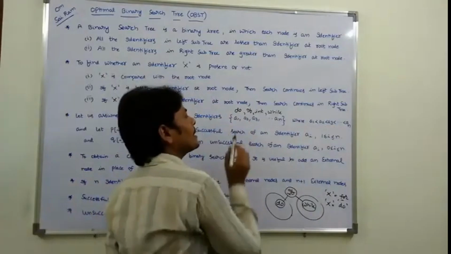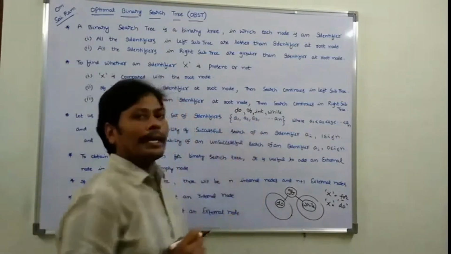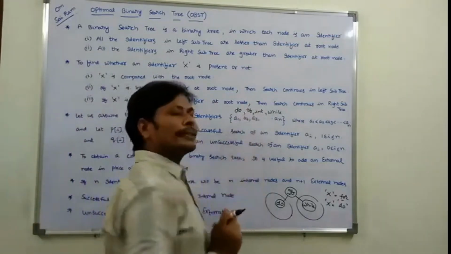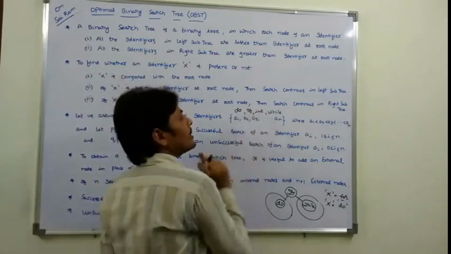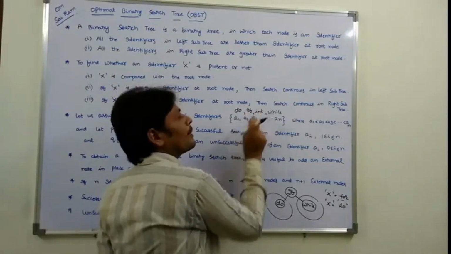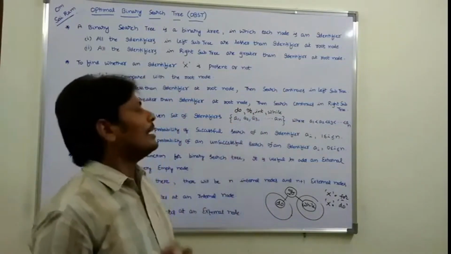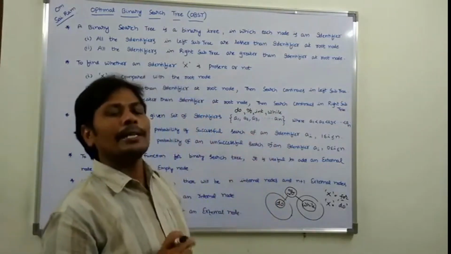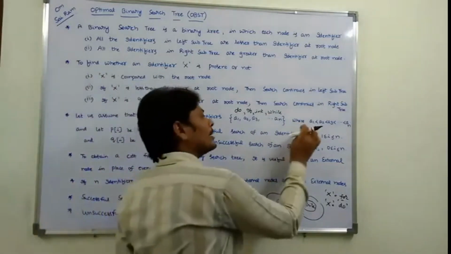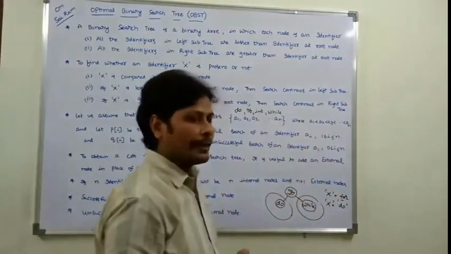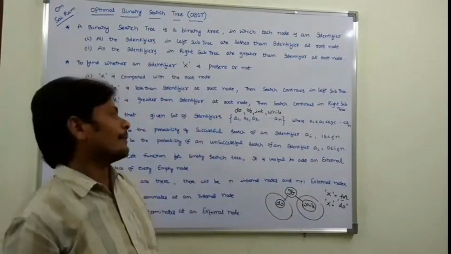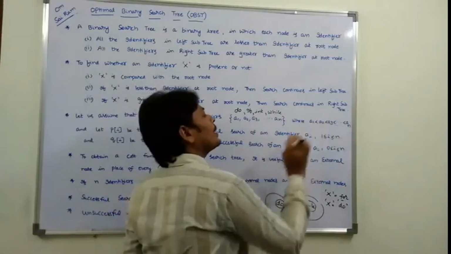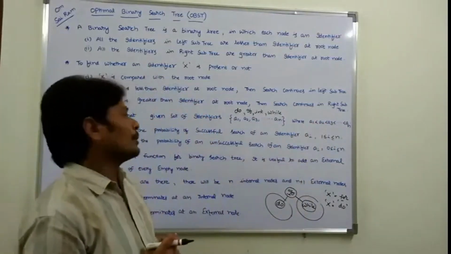We compare the first letter. D is compared with I, so D is less than I. Next, I is compared with I. The first letter matches, so we go for the second letter. F is compared with N, and F is less than N. Next, I is compared with W, so I is less than W. So compulsorily this condition should be satisfied. Suppose we are given a set of identifiers A1, A2, A3, up to AN. The condition is A1 less than A2 less than A3 less than up to AN.